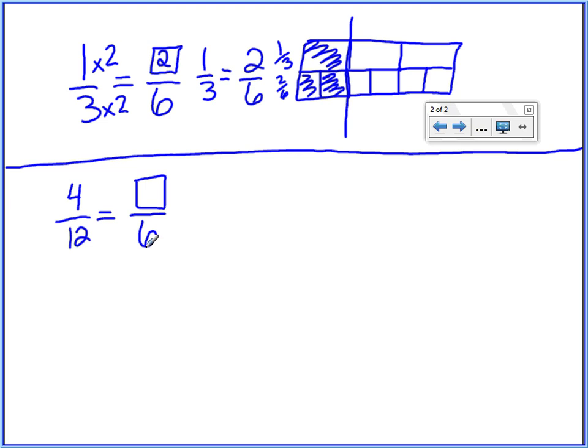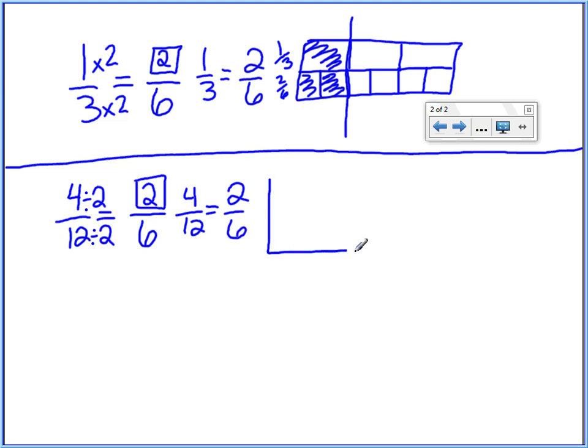In this case, I know, again, both of my denominators, but I don't know both of my numerators. But this time, I'm looking at my denominators. Instead of them getting bigger, it's actually getting smaller. It's going from 12 to 6. Well, if it's getting smaller, it's either dividing or subtracting, but in this case, it's going to be dividing. Now, the question is, 12 divided by what gives me 6? Well, 12 divided by 2 does. So that means I need to divide my numerator and my denominator by 2. 4 divided by 2 is 2. So 4/12 is equivalent to, or is the same as, 2/6.